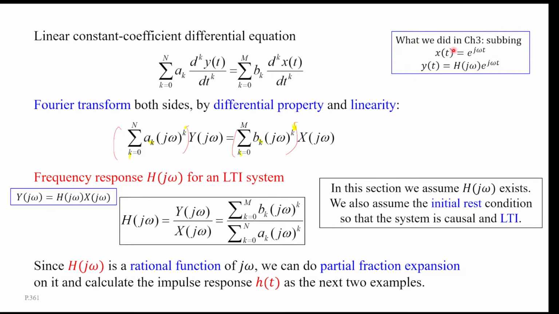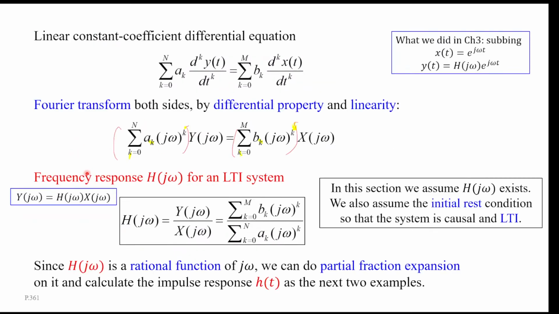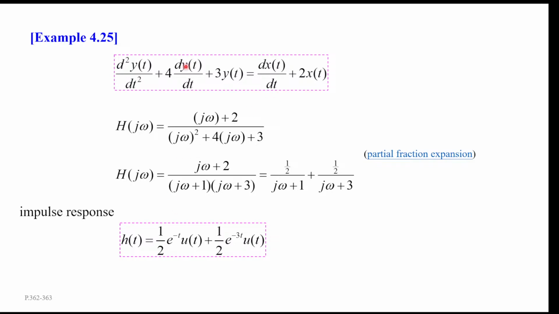So you plug x and y with those two things into this equation, and you will basically get the same result. But I guess here it is a bit more direct. We have the explicit formula here: the summation of bk (j omega)^k over the summation of ak (j omega)^k. You look at this, and you put your ak and bk into this equation, and then you get this H of j omega.